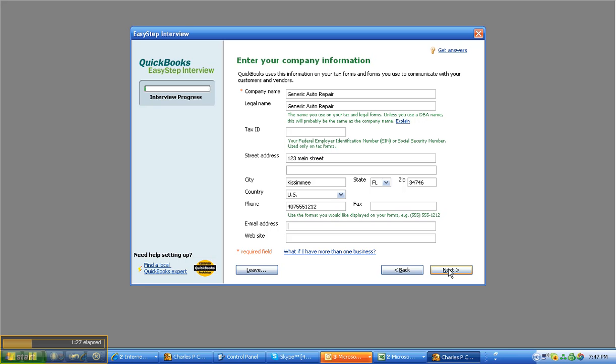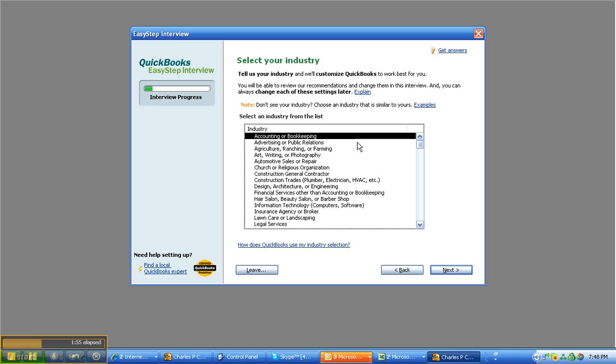Now, I always tell people to put their email address and website on there, because when you're filling in information for later, this is the information that is going to fill in, for instance, emails that are automatically generated by QuickBooks, and you want to make sure that you have all the information you need in there so you don't have to go back and put it in later. But in this case, since we don't really have an email address or website, we're just going to put it in later. Okay, automotive sales or repair.